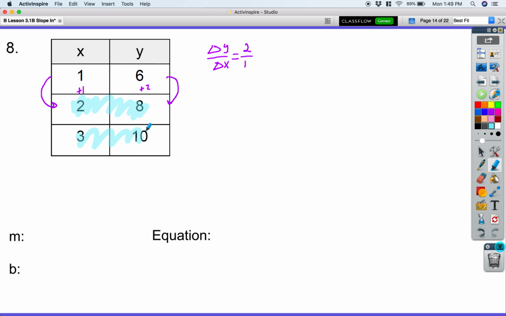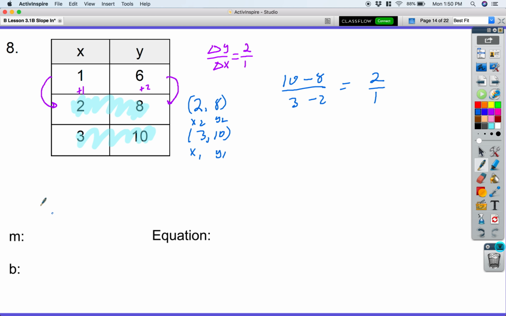You can choose any 2 points to find slope, and that will be equivalent to your rate of change. So if I look at the points (2, 8) and (3, 10), and I do the change in y over change in x, with this as my x1, y1 and this as x2, y2, my equation would look like 10 minus 8 all over 3 minus 2, which would give me 2 over 1, the same as the rate of change. So my slope is 2.